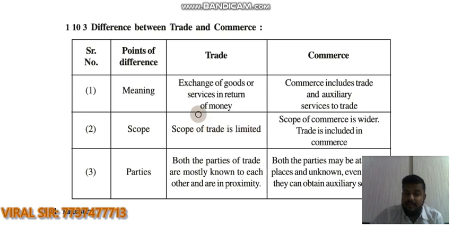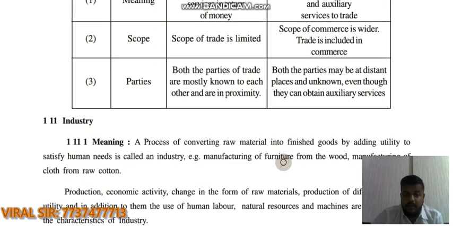and commerce. What is different? The first one is, in trade there is exchange of goods or services in return for money, while commerce includes trade as well as auxiliary services. Scope of trade is limited. Scope of commerce is wider because trade is included plus auxiliary services are also there.